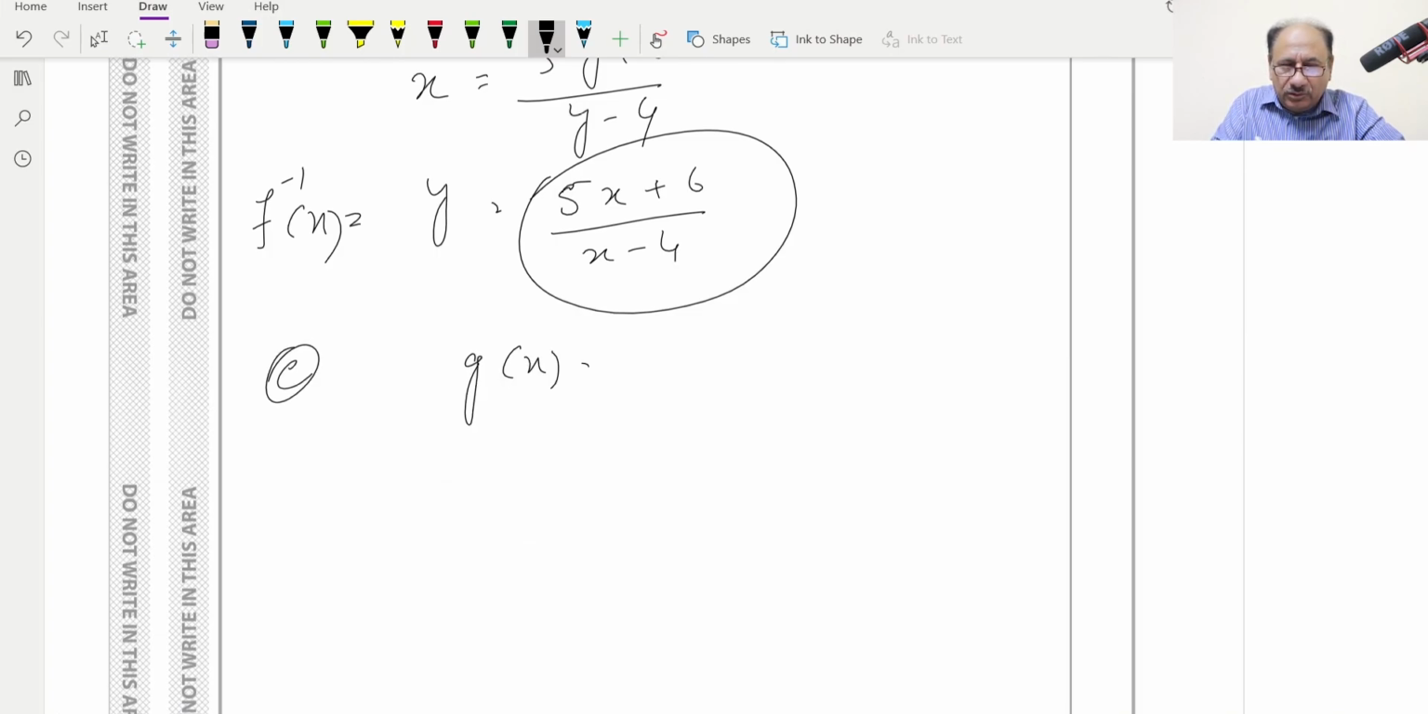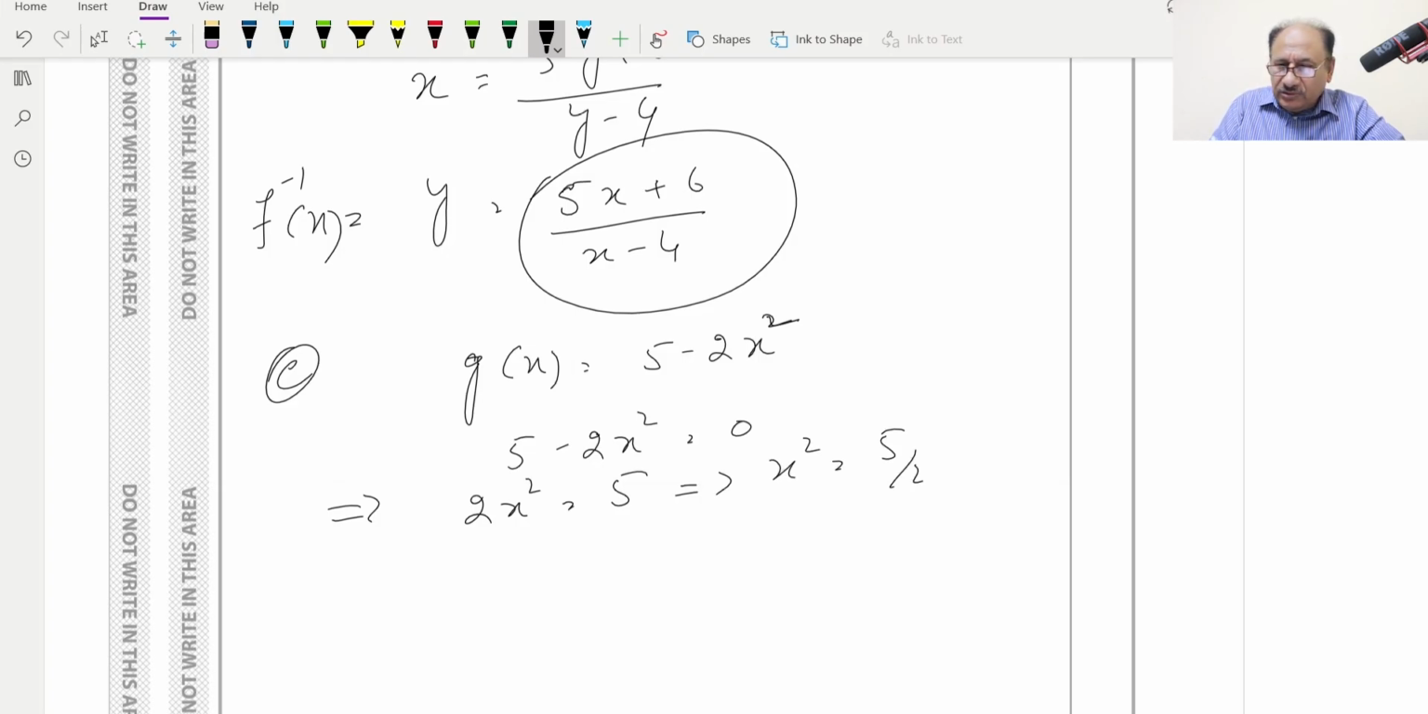G of x we know is equal to 5 minus 2x squared, and we can put g of x equal to 0, so to get the x-intercept. So 5 minus 2x squared will be equal to 0, and this implies 2x squared is equal to 5, and this implies x squared is equal to 5 by 2, which is equal to 2.5. So x will be equal to plus minus under root 2.5.